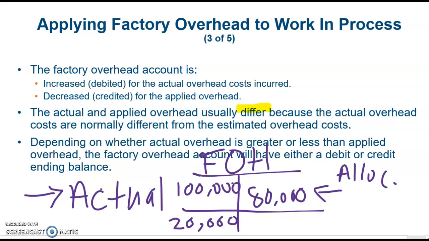So when we close this out, we're going to have to get rid of this balance so that the factory overhead is zero. So I would have to credit it for $20,000 to get rid of it. Okay, and we're just going to assume that it can go to cost of goods sold. We'll talk about that part later. But if I still have a debit balance, that means that I under allocated. I did not allocate enough.